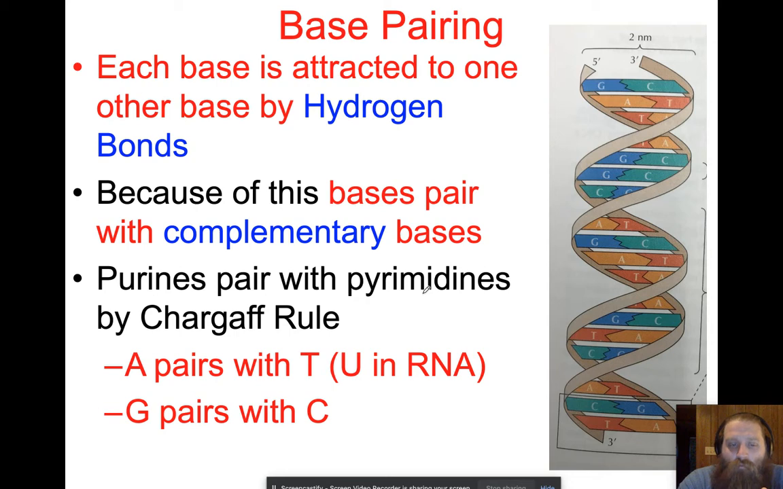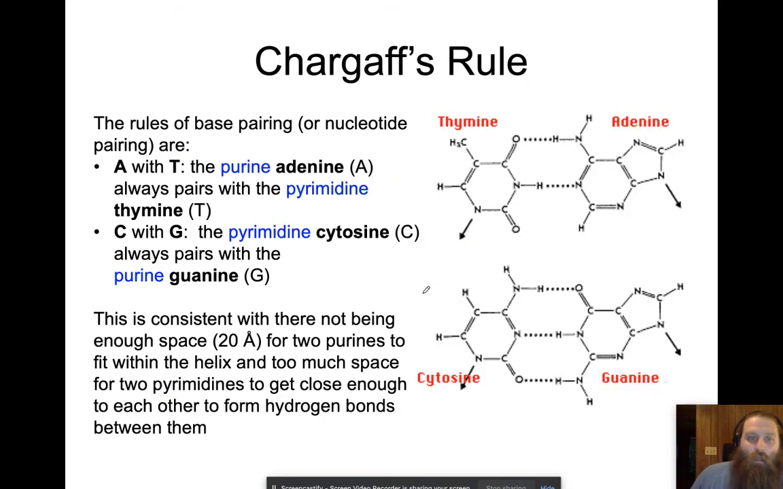Now, this is called Chargaff's rule. A goes to T, C goes to G. And Chargaff's rule is pretty simple, all right? I want you to be able to identify Chargaff as the guy who said, hey, look, we've got A bonded to T, C bonded to G, okay? That's all you need to know about Chargaff's rule. That's really all that there is to it. So make sure you know that, all right?